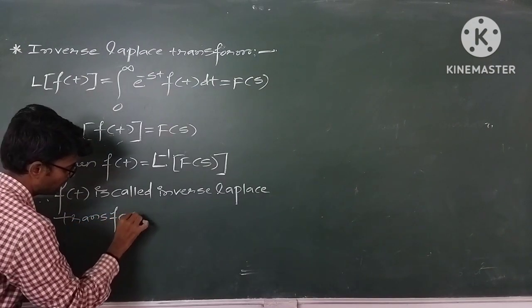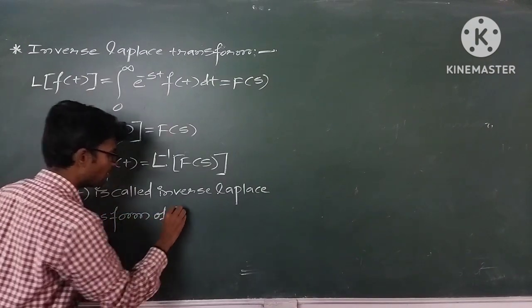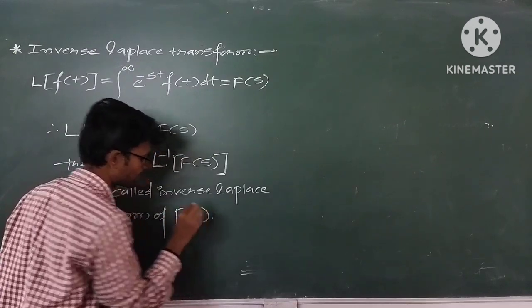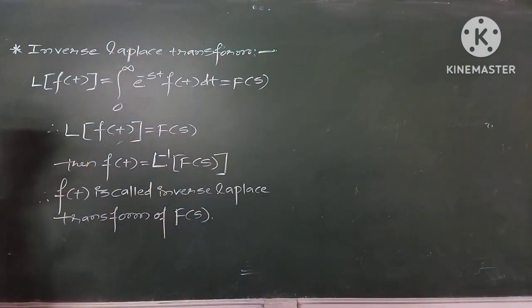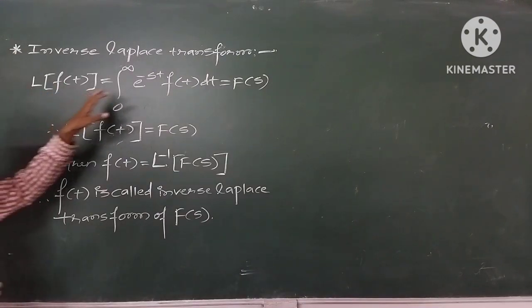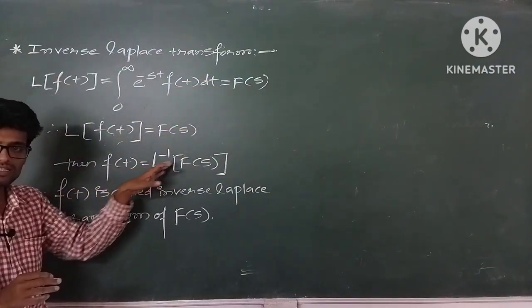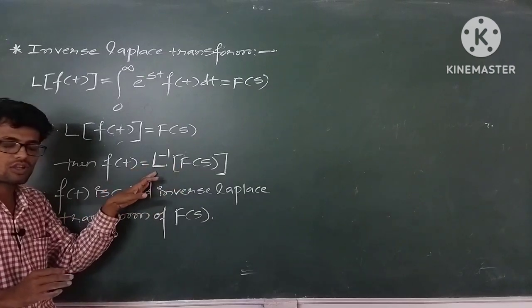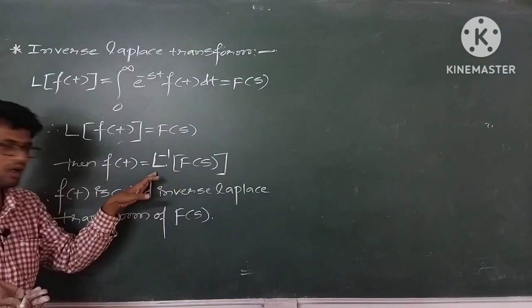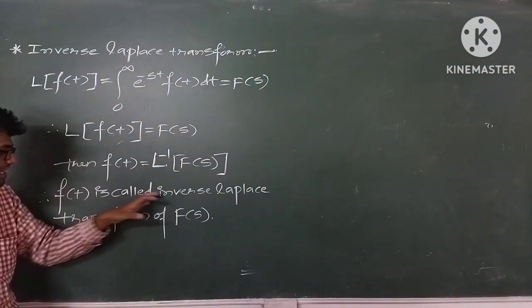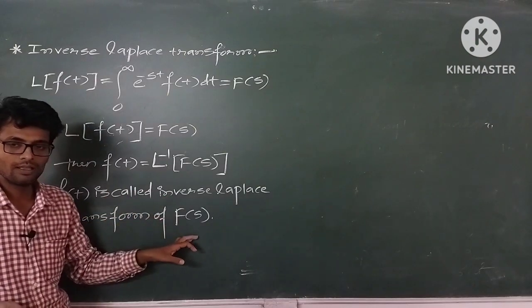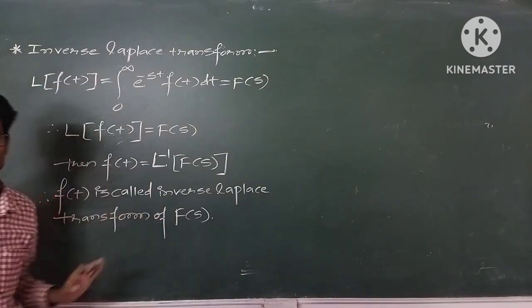Inverse Laplace transform of f of s. At the beginning I am using the definition of Laplace transform. We have the Laplace transform of the function f of t equal to f of s. So f of t equals L inverse of f of s. This L inverse is called the inverse Laplace operator, or we say f of t is called the inverse Laplace transform of the function f of s. So you remember all these things.